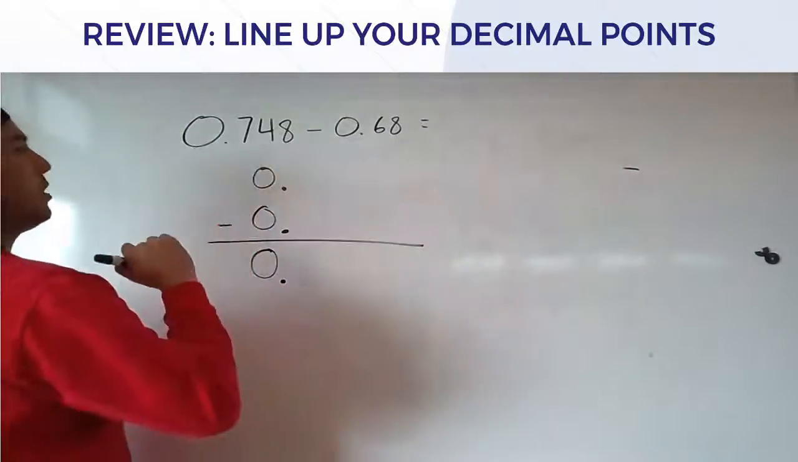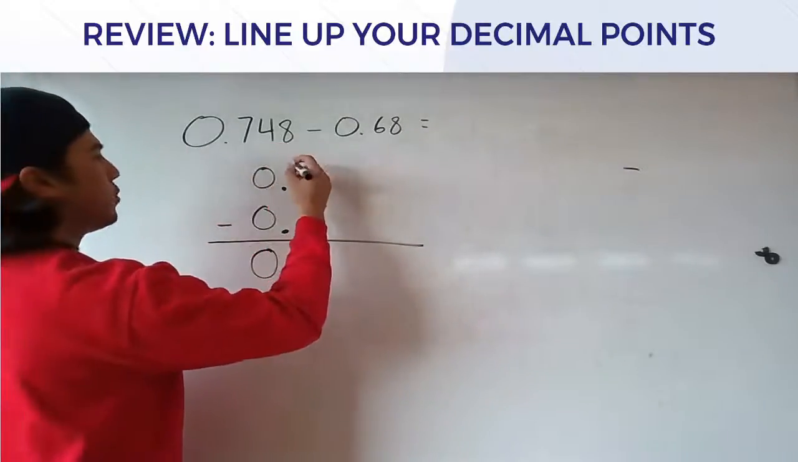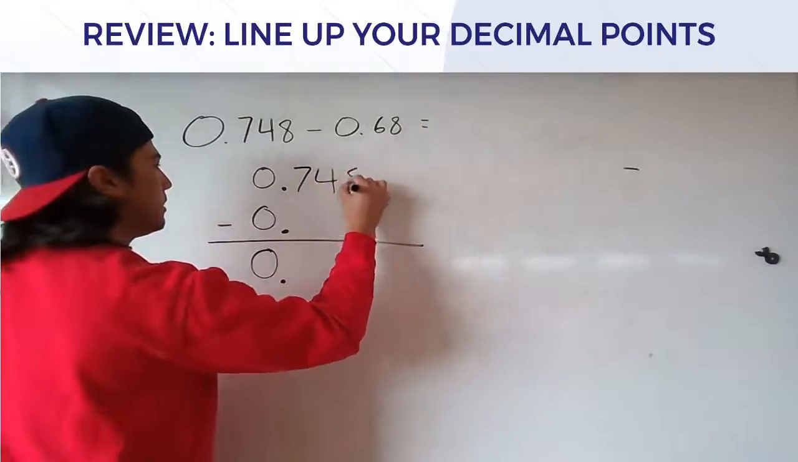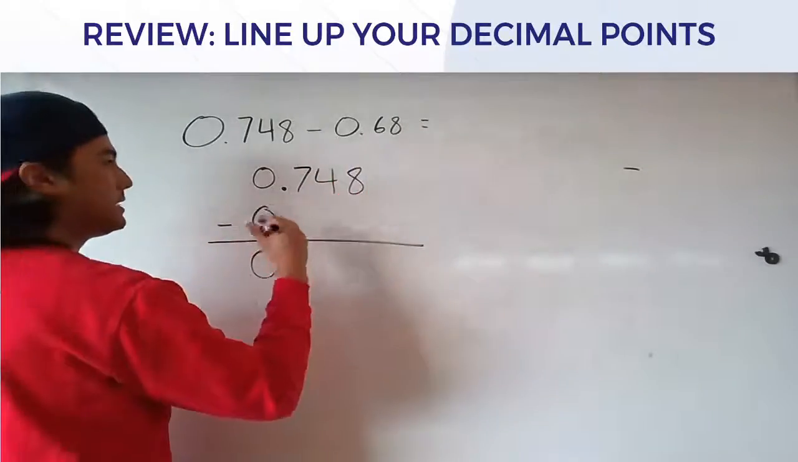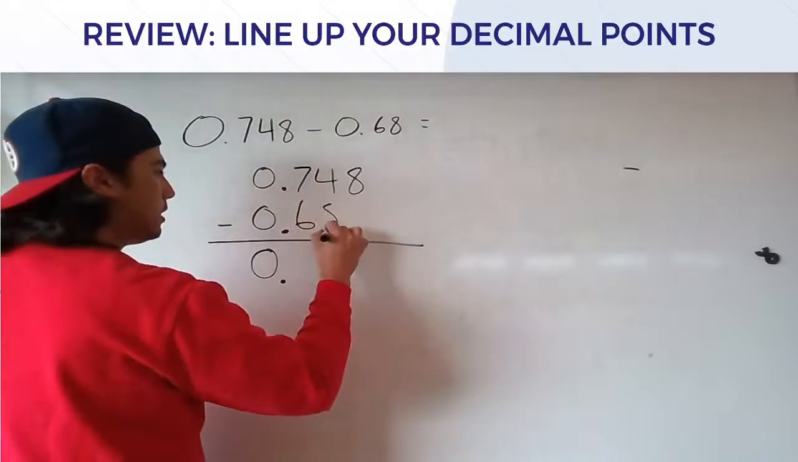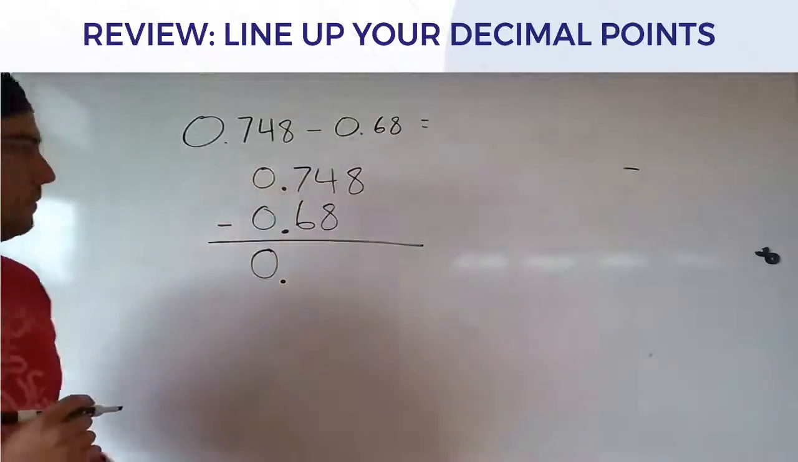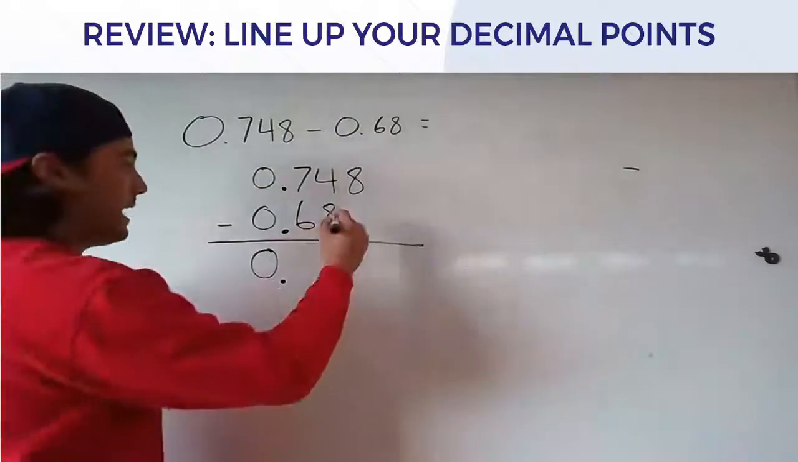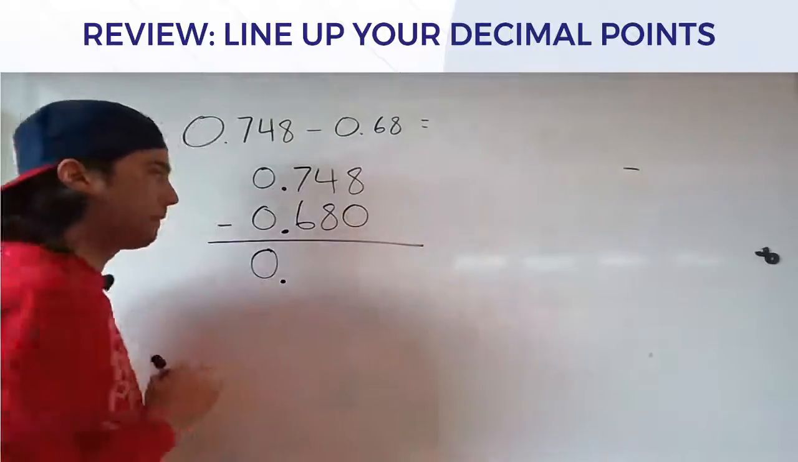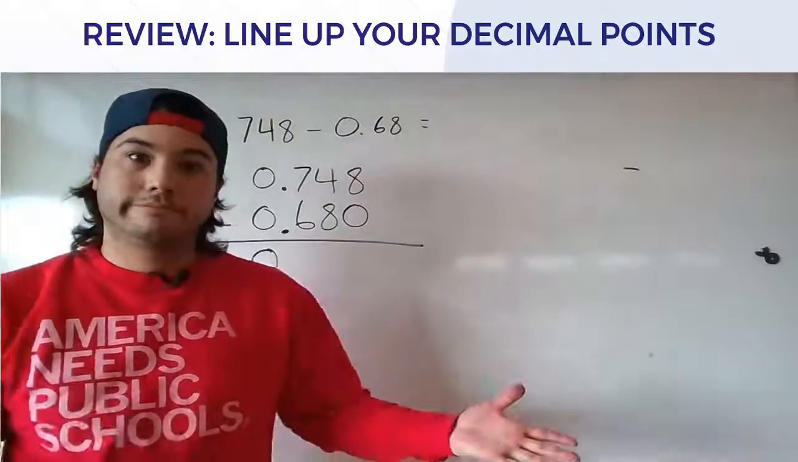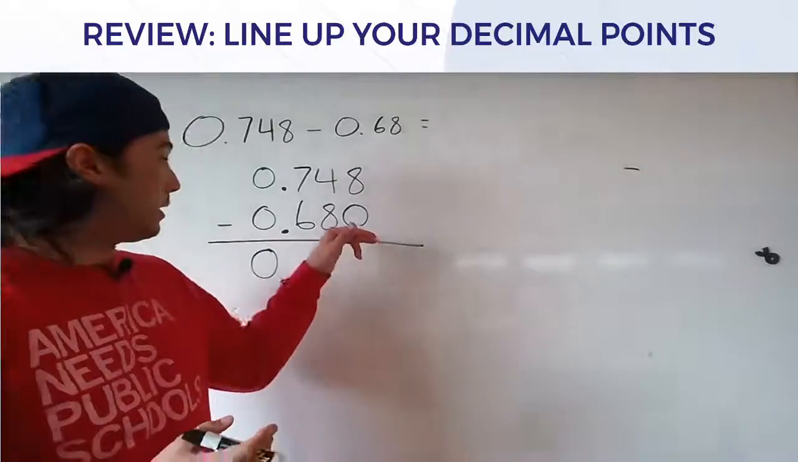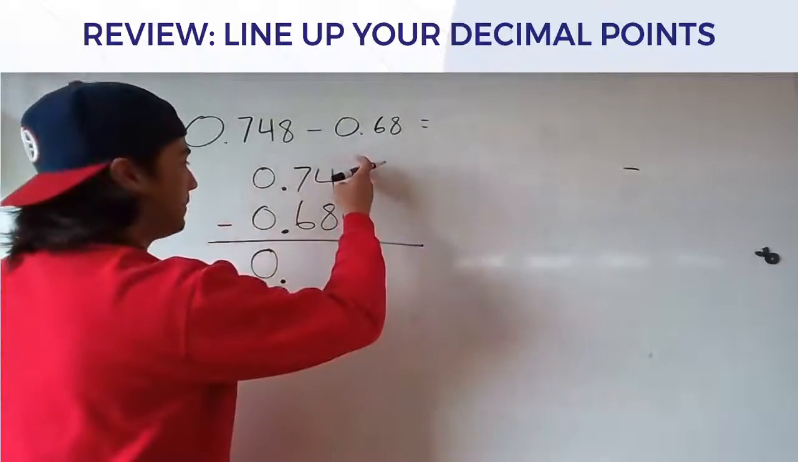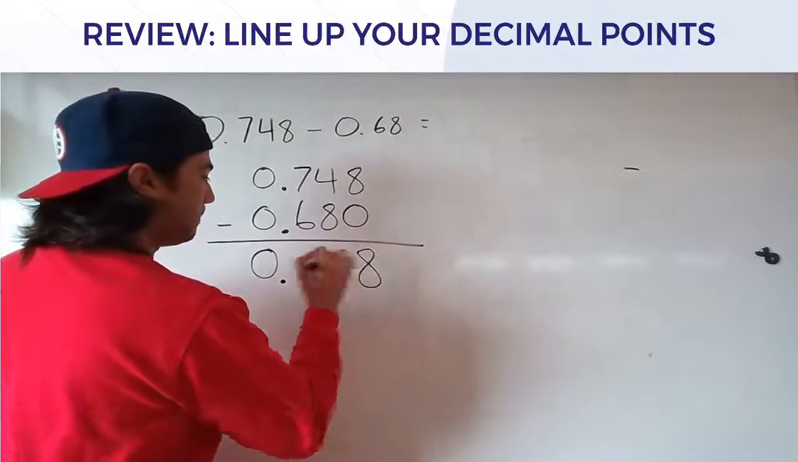So let's line up our terms. 748 thousandths minus 68 hundredths. Okay, and what goes here? We've got an empty spot below. If you ever see an empty spot below, put a 0 there. Okay, there's no thousandths here. Correct, there are 0 in the thousandths place. Then subtract straight down. 8 minus 0 is 8.